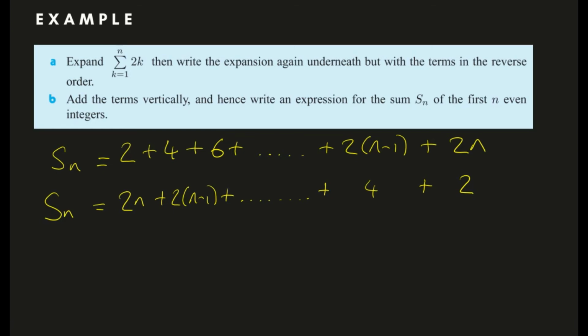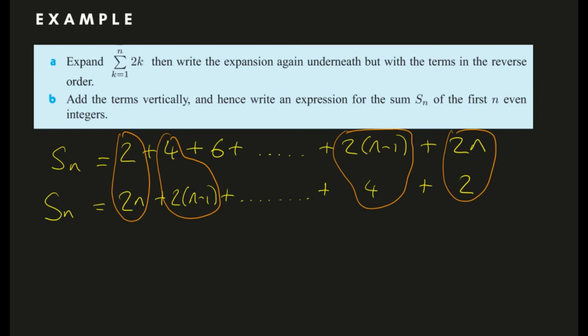Add the terms vertically, and hence write an expression for the sum, Sn, of the first n even integers. So if we're going to be adding these vertically, what it means is we are going to be adding these things up, right? There they are. All these things are going to be added together. So on the left-hand side, we have 2 lots of the sum of n terms. We're going to add them.